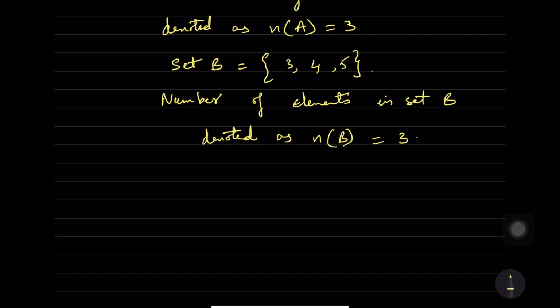Now therefore the number of elements in A cross B, denoted by n of A cross B.